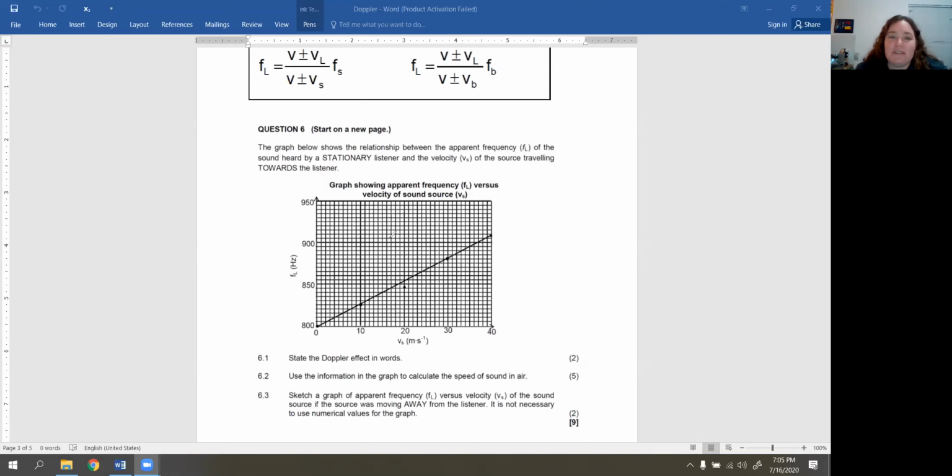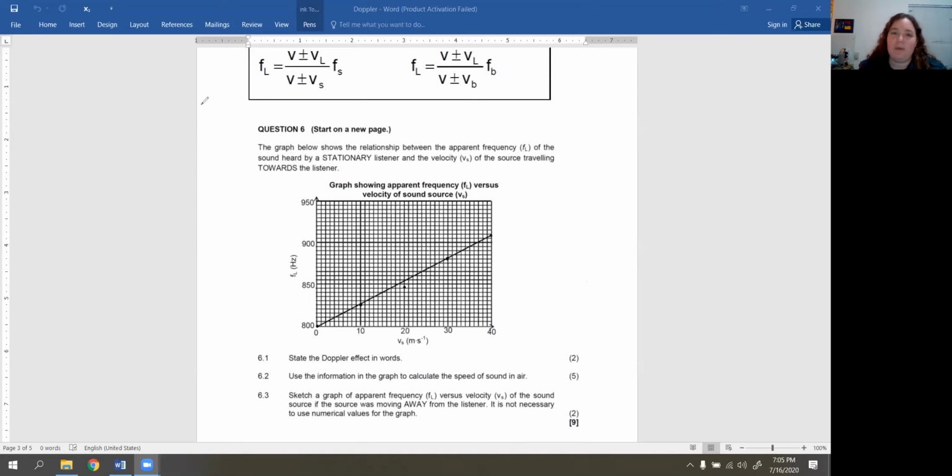So the question here says the graph below shows the relationship between the apparent frequency of the sound heard by a stationary listener and the velocity of the source traveling towards the listener. All right, so you're firstly asked to state the Doppler effect in words.